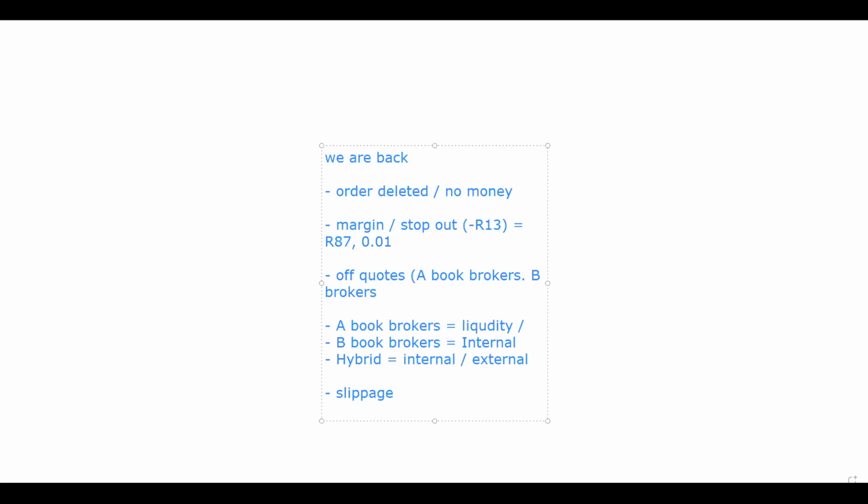Now we are moving on. Let me erase this. Now we are moving on to the last topic, which is liquidity. I've explained it more in the previous session, right? Liquidity, that's where your money comes from. Literally, that's where your money comes from.